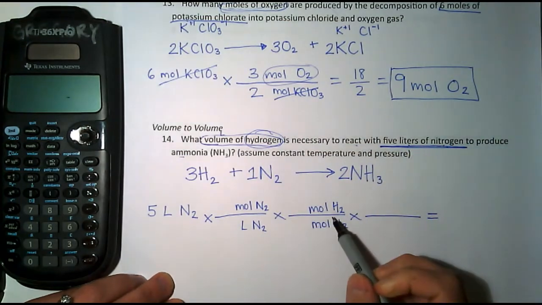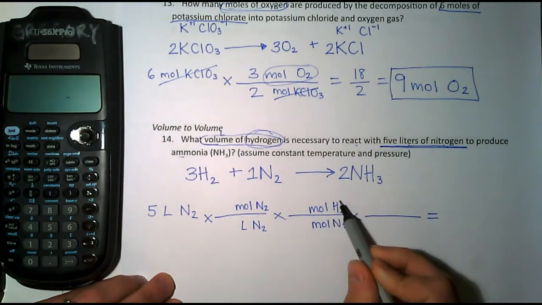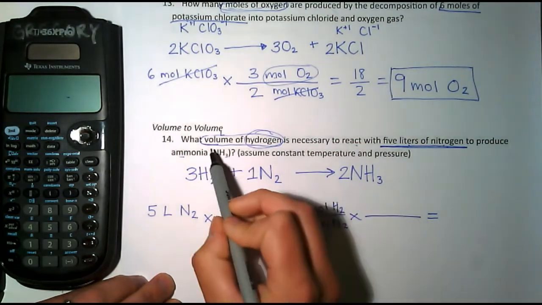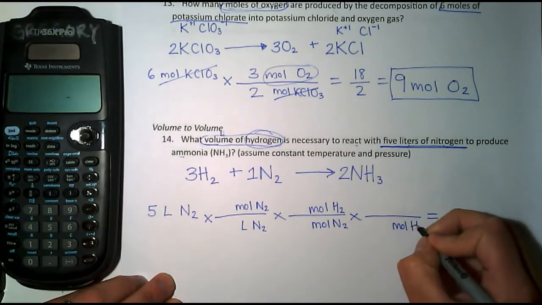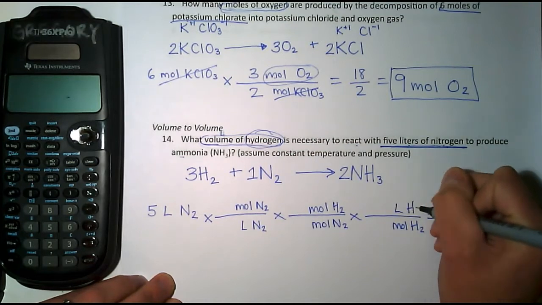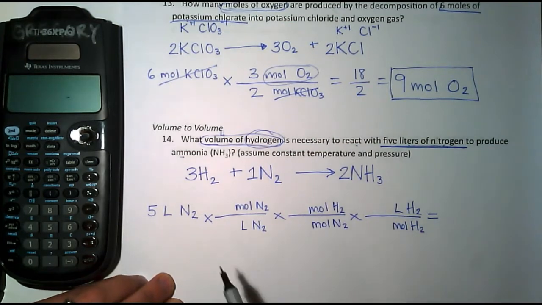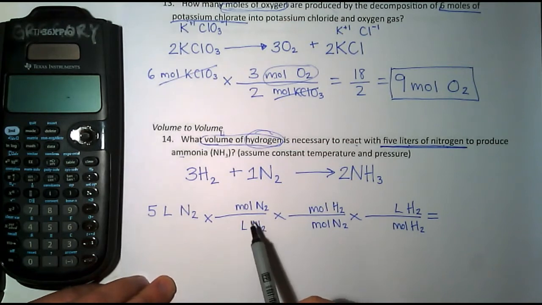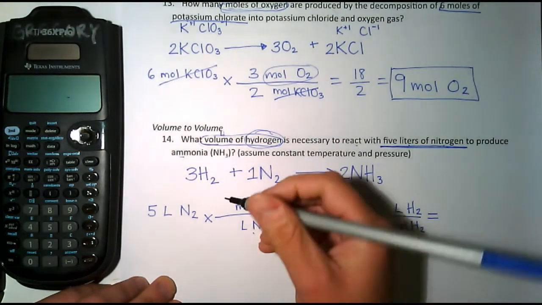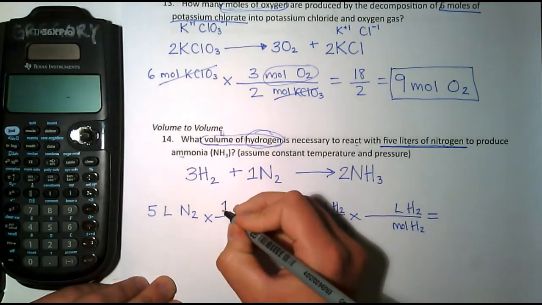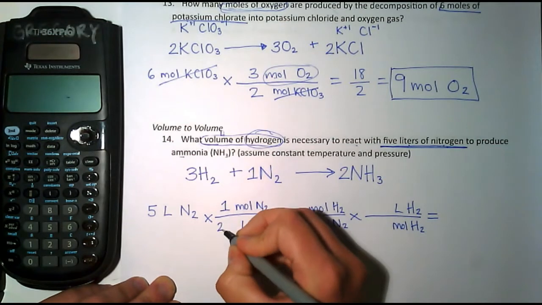And then my final conversion factor is going to take me from moles of H2 to liters, to volume of H2. So moles of H2 to liters of H2. So now that I have all my units filled in, let's fill in some numbers. So we know how many liters are equivalent to a mole of a gas. So we know that 1 mole of any ideal gas is equal to 22.4 liters.